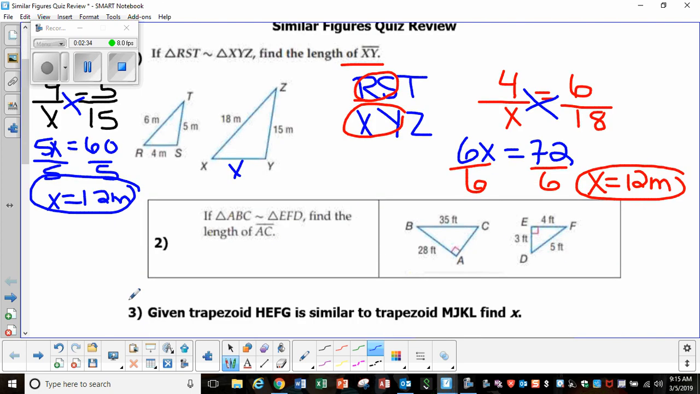Okay, number 2. If triangle ABC is similar to triangle EFD, find the length of AC. So it's asking me to find AC. So AC is this guy. So I'm going to label that X.